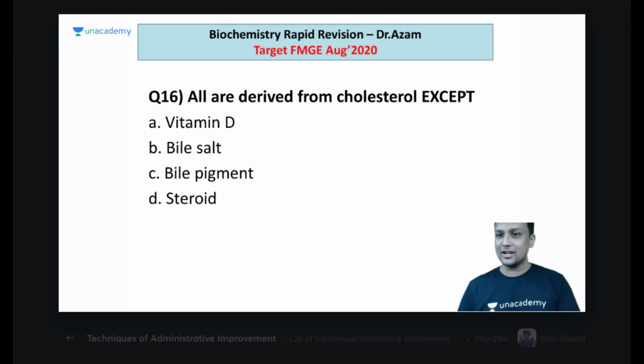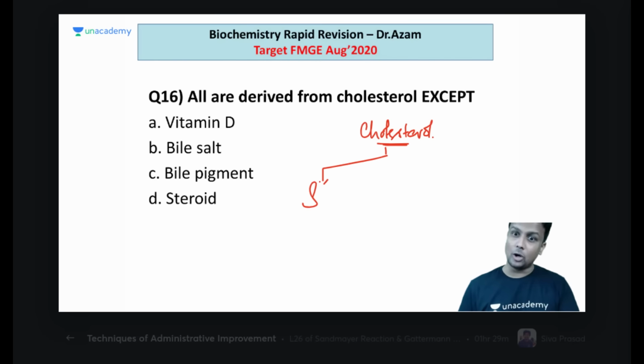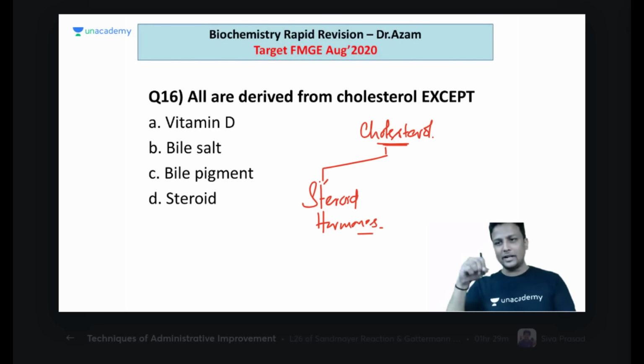All are derived from cholesterol. 2019 MCI exam question, guys. Come on, my dear doctors. Cholesterol is undergoing degradation to form what? Cholesterol is going to form what, sir? All the steroid hormones. Yes. Each and every steroid hormone will be derived from where only, sir? Cholesterol. I think you have learned this in physiology.